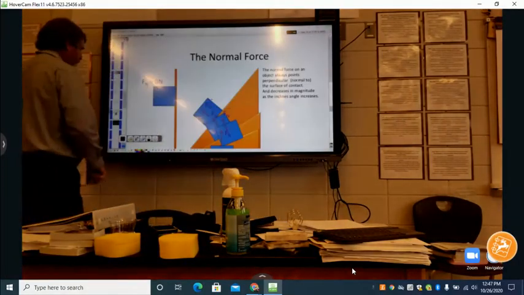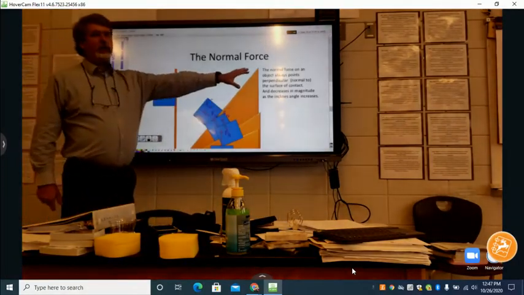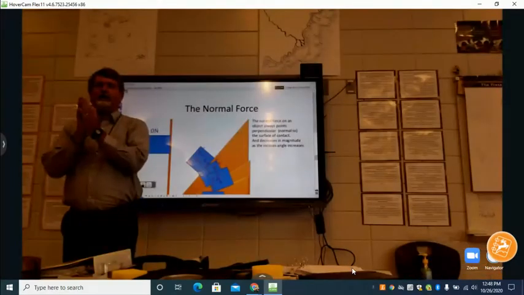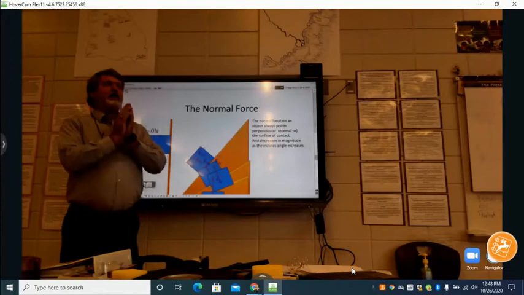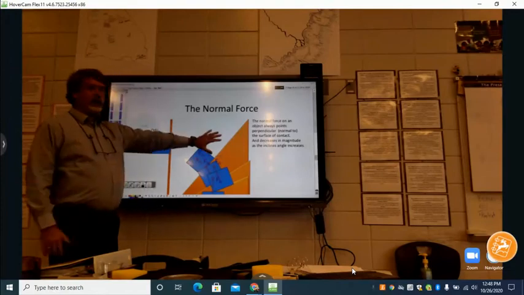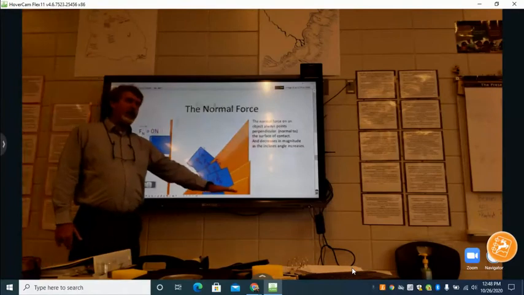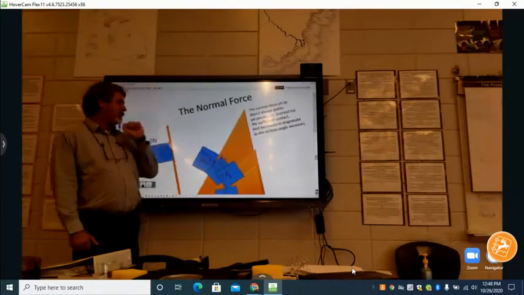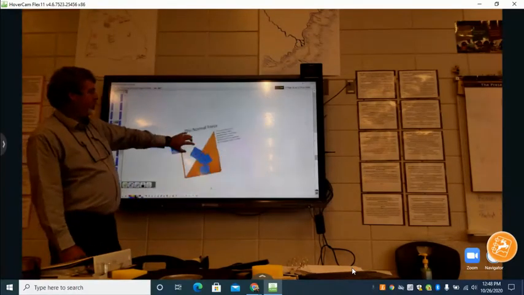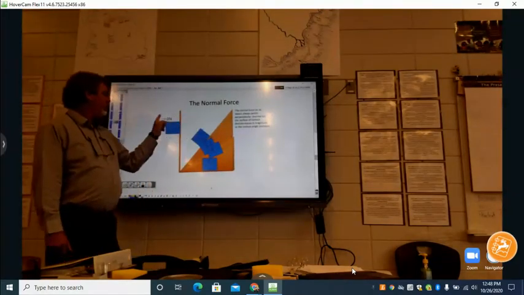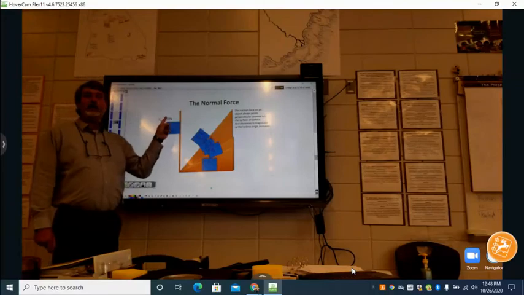So start off with, what happens to the force normal when you change the angle? All right? Ready? Back on track. Let's think about how force normal changes as we change the scenario. So we see in this diagram that as the angle increases, the force normal eventually reaches zero.